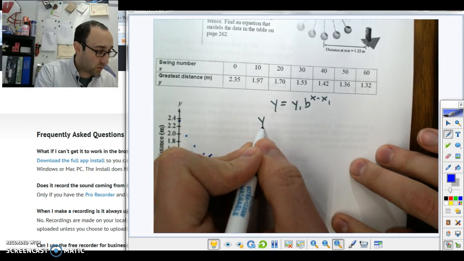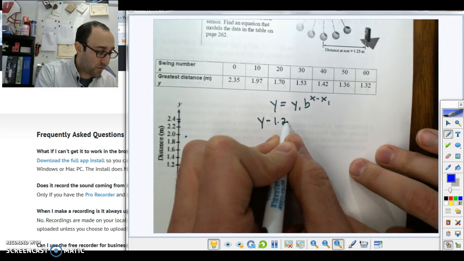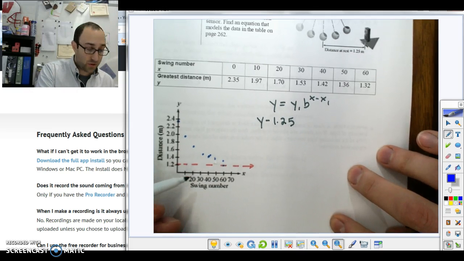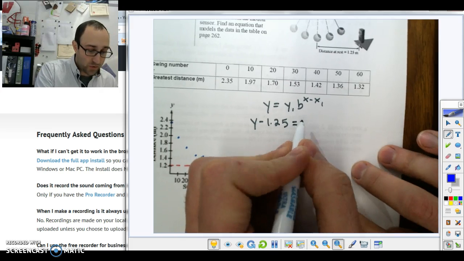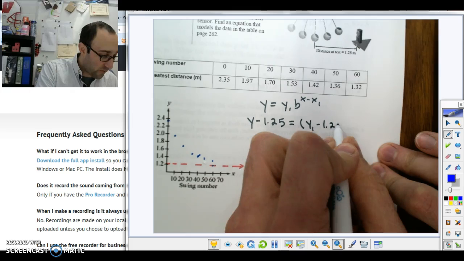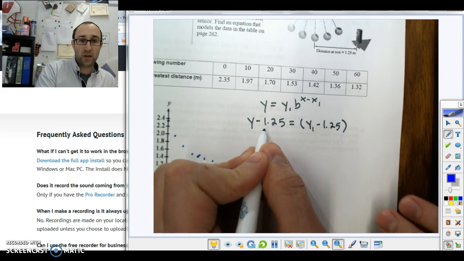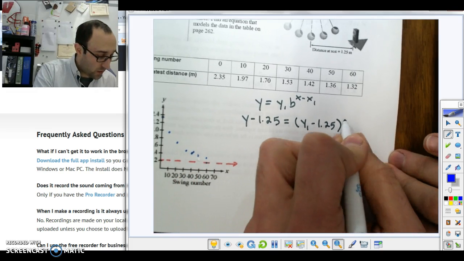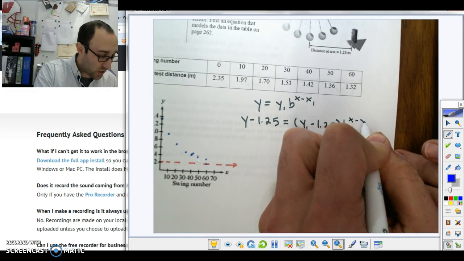So we can rewrite our equation as y minus 1.25 equals, because that's how we're going to adjust moving up, we're going to subtract 1.25. And we have to do the same thing for the y's, y1 minus 1.25. That way we're shifting both the left side and right side of the equation down by the same amount. Okay, and then it's still going to be b to the x minus x1.